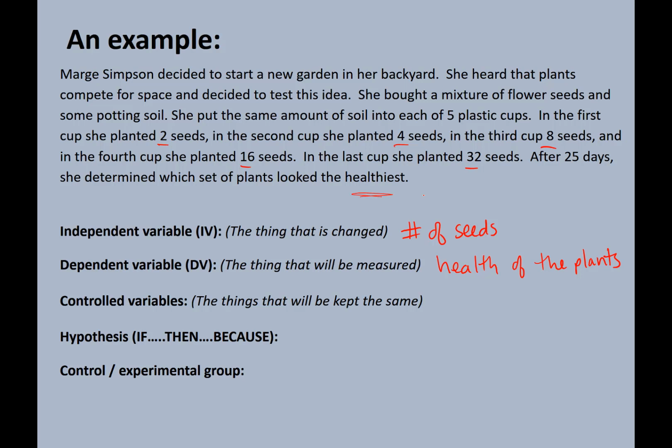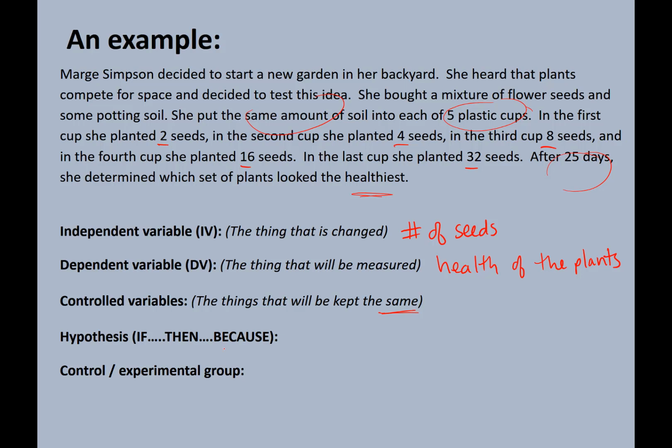And the controlled variables, or the constants, were things like, we assume all the plastic cups were the same, and she had the same amount of soil, and it was the same number of days, and we'll hope that she gave them the same amount of water and the same amount of light, right? Everything that was kept the same.